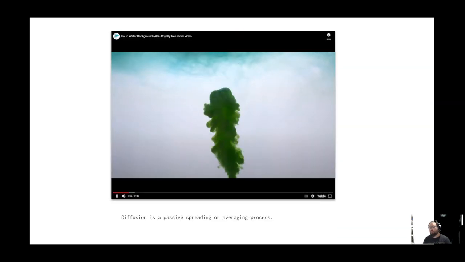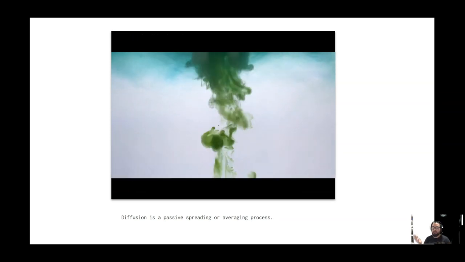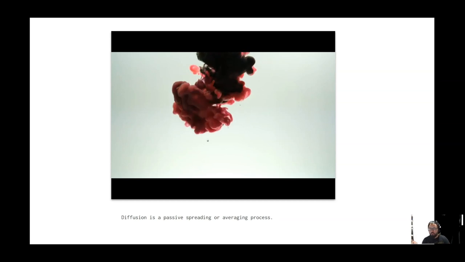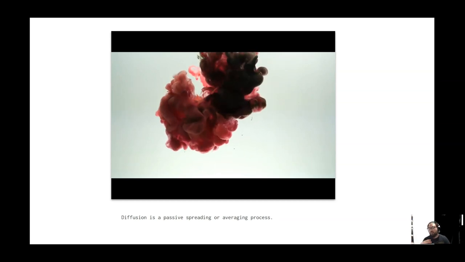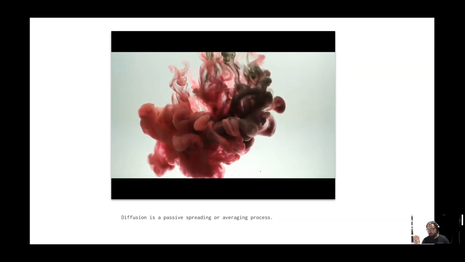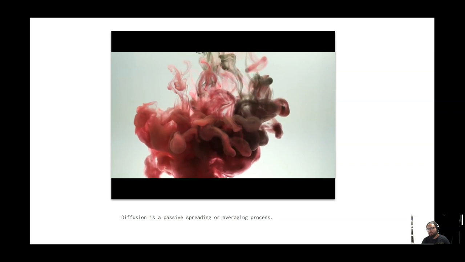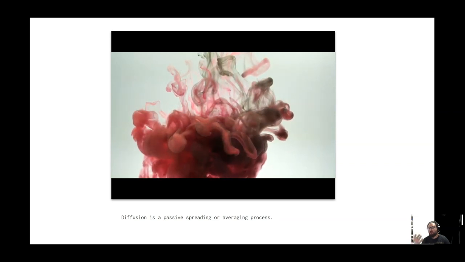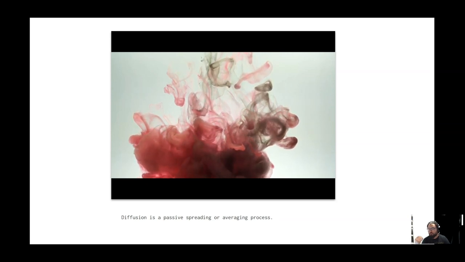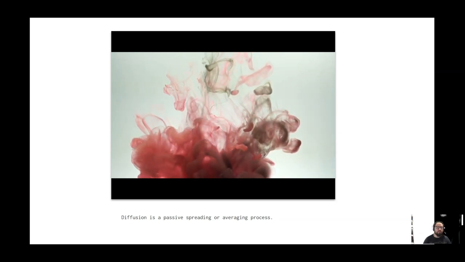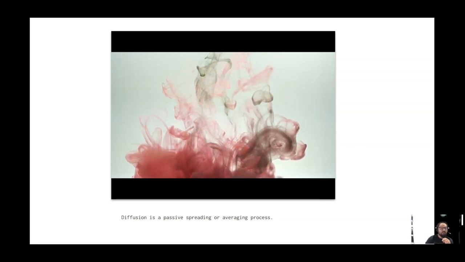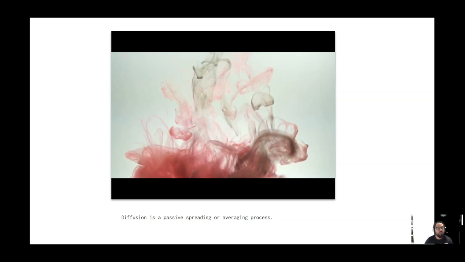So these two principles are very important. So imagine diffusion, that is a passive spreading or averaging process. Imagine trying to simulate how, for example, ink or drops of ink fall into water, right? That is a process of diffusion. It's a very complex process to simulate or to actually represent, right? And we think of it again as, for example, heat evening out in a room.